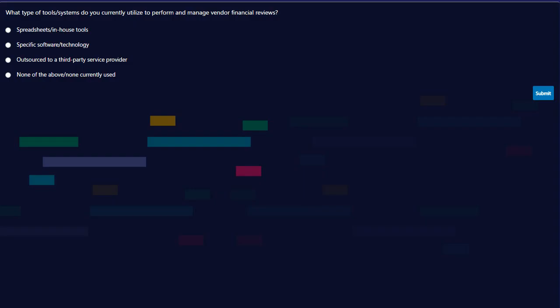We are at the last poll question of the day, and that question is, what type of tools or systems do you currently utilize to perform and manage vendor financial reviews? Spreadsheets or in-house tools, specific software or technology, you outsource to a third-party service provider, or none of the above or none currently used?